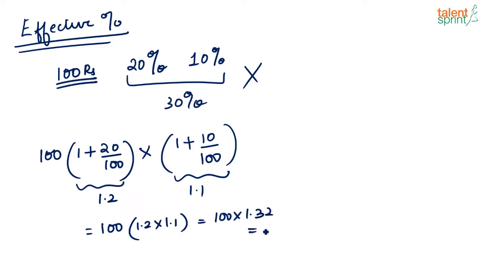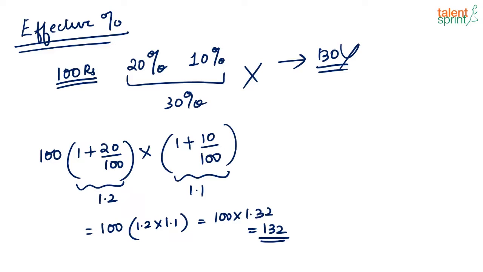1.32, that is equal to 132. So this is the new price of the article. See what I am trying to say is, if there is an article for 100 rupees and its price is successively increasing by 20% followed by 10%, you should not say that the new price is 130 just by saying 20 plus 10 is 30. So 30% increase means 100 into 1 plus 30 by 100, and that is equal to 130. No, that's not correct. It is actually 132.